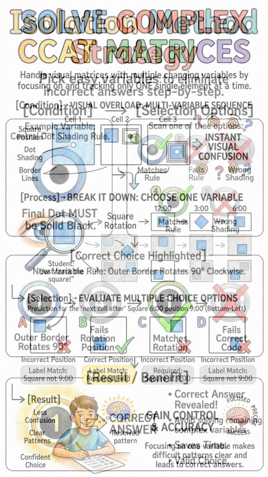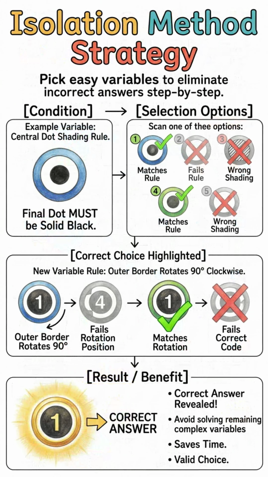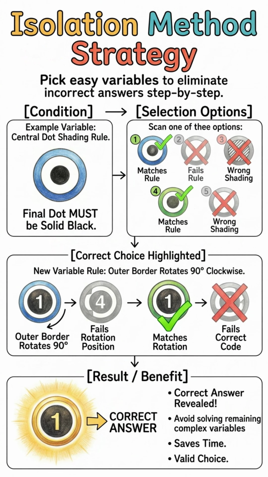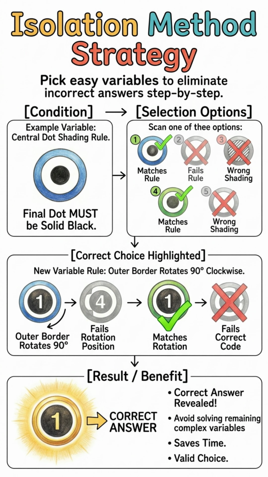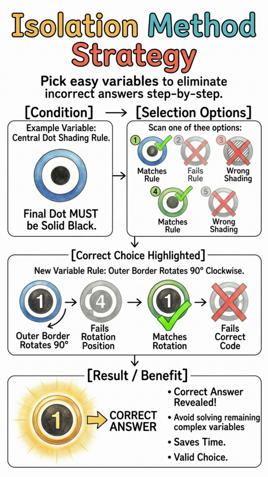Using this isolation method, you select the easiest variable first, such as the shading of the central dot, and track its rule across the grid. If the shading rule dictates that the final dot must be solid black, you immediately scan the 5 answer options and eliminate any option containing a white or striped dot. With those options eliminated, you move to the second variable, such as the rotation of the outer border, and apply its rule to eliminate more options. This step-by-step elimination method often reveals the correct answer without requiring you to solve the remaining variables.